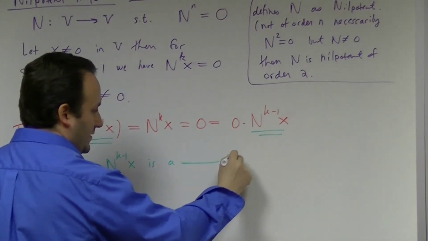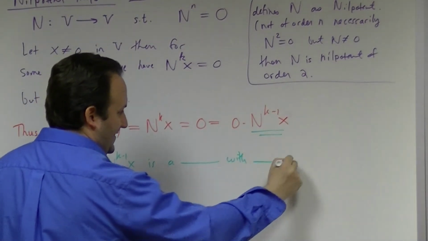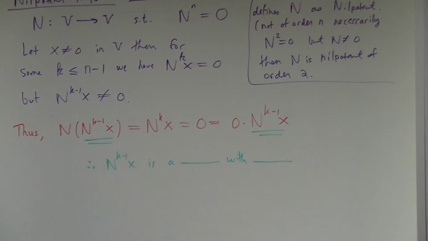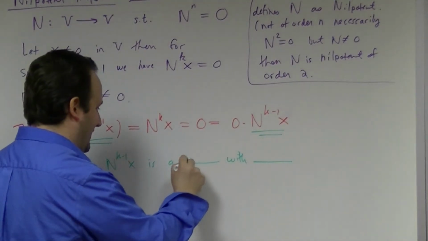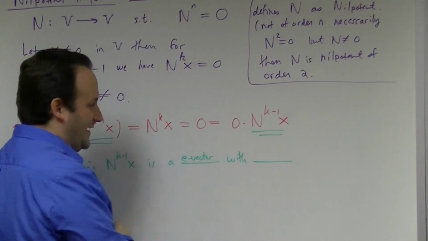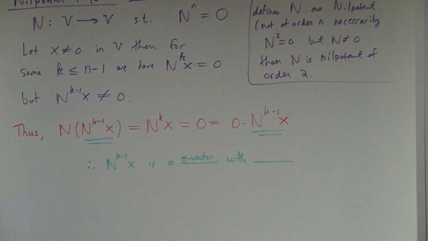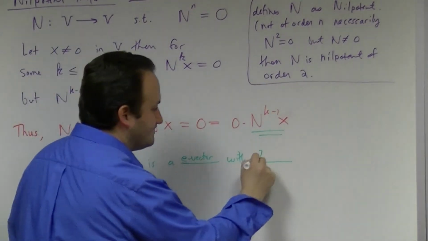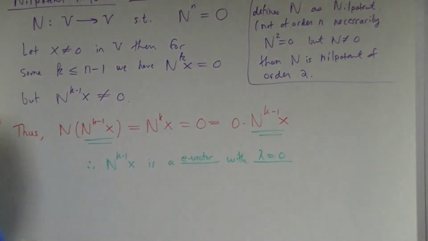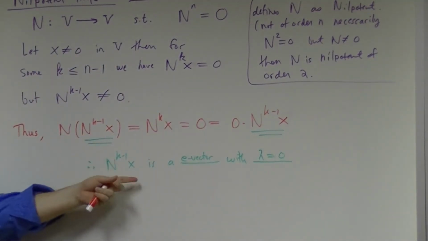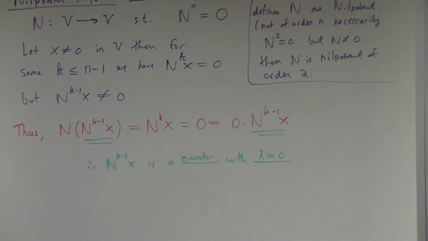Blank, with blank. It is not one of those words. Matrix? No. Yes, I'll take eigenvector with eigenvalue what? 0. Right, that's what I was fishing for. So yes, that makes this an eigenvector with eigenvalue 0.